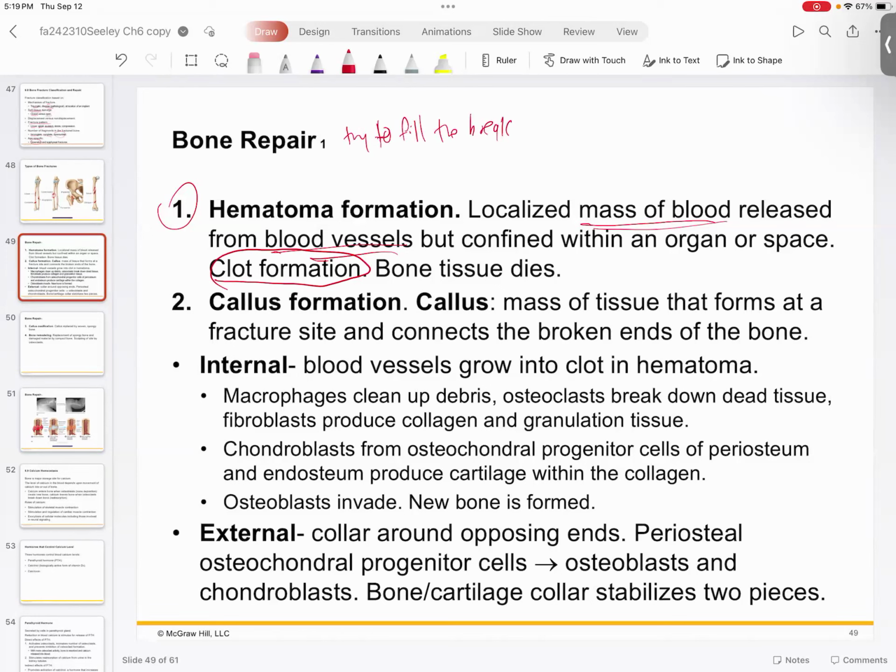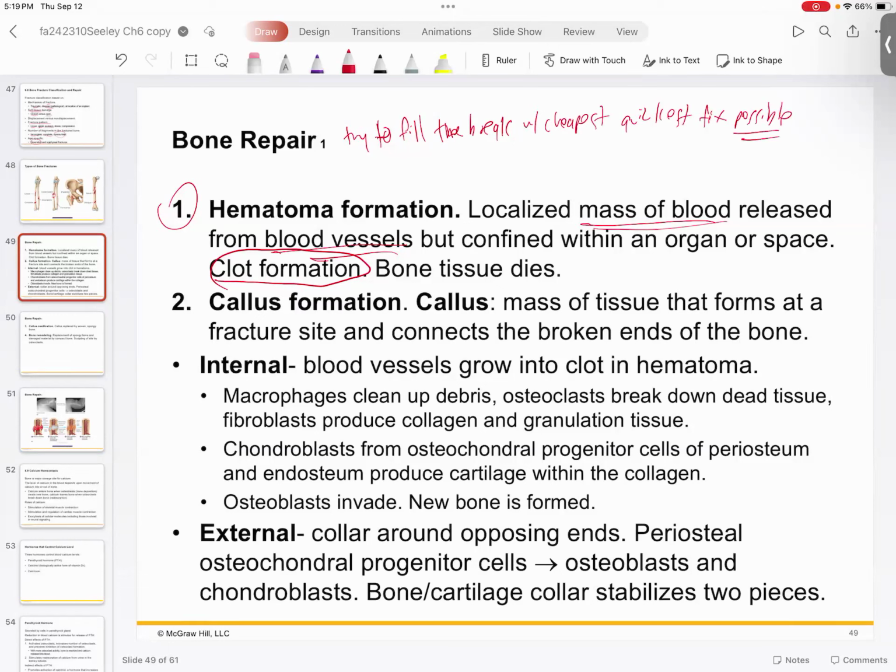Now, remember we said before, like with woven bone, right? Woven bone is the cheapest, dirtiest stuff you can get. It's super cheap, and it's just your stopgap, right? Just to buy you some time so that you can actually put in some better stuff. And that's the way you do bone repair. So what you first try to do is you try to fill the break with the cheapest, quickest fix possible.